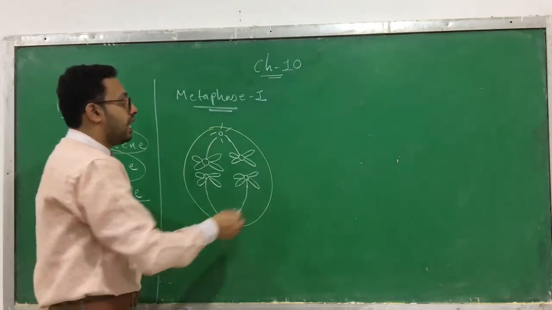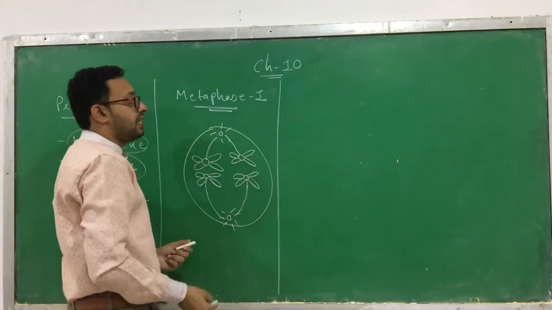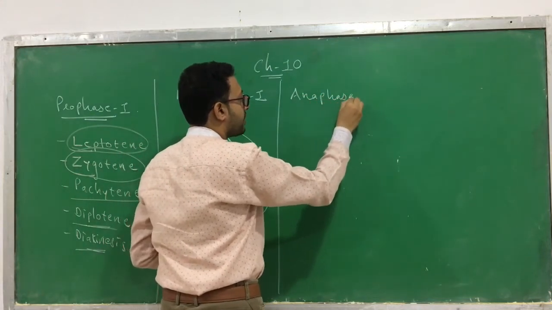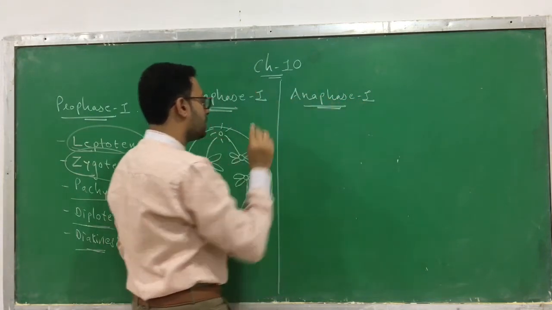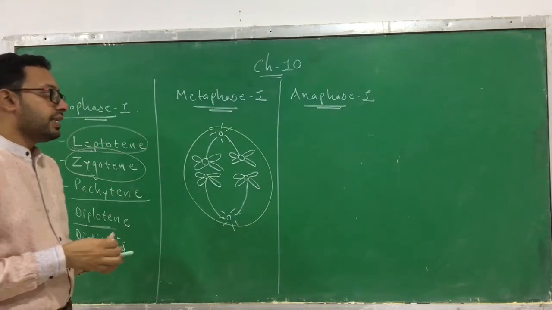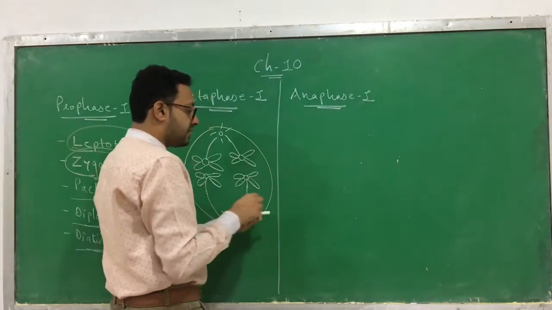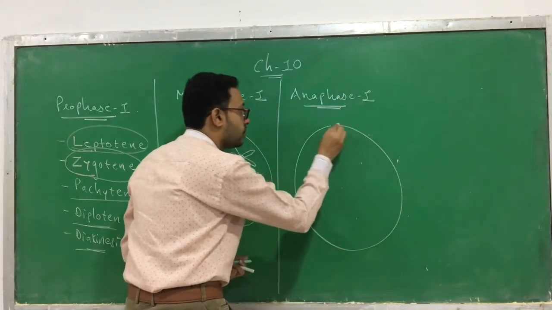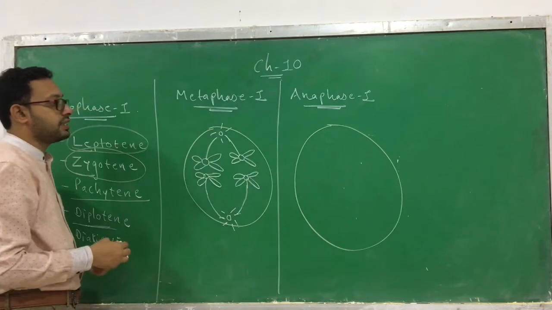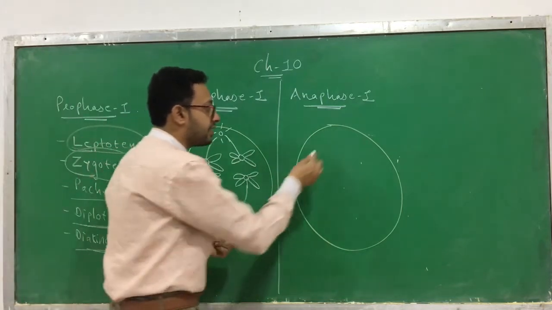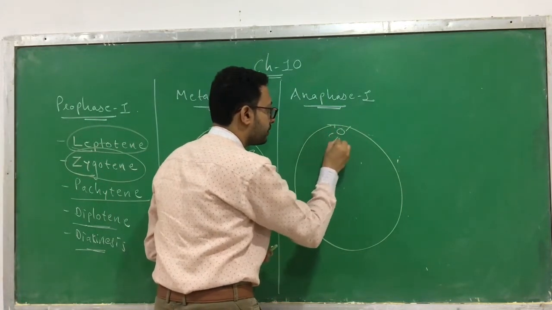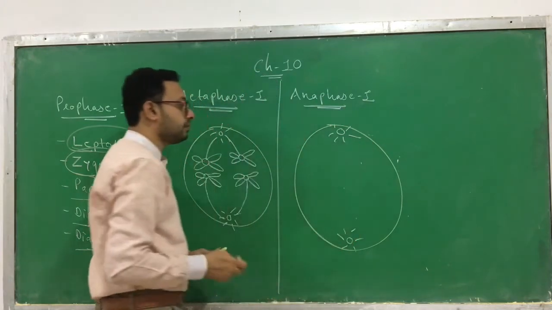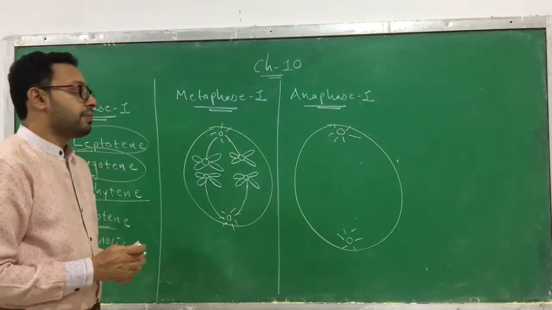Now next, after metaphase 1, the next phase starts, and we are calling it anaphase 1. What is anaphase 1? In the metaphase, this is the condition. I am drawing the condition in the metaphase. You already know this is the condition that occurs in the metaphase. Here there is a presence of a centriole.